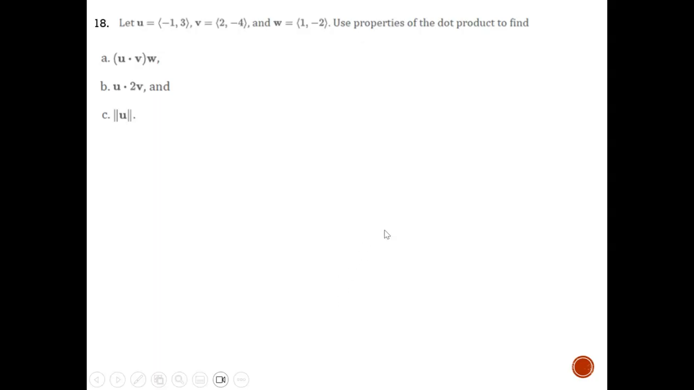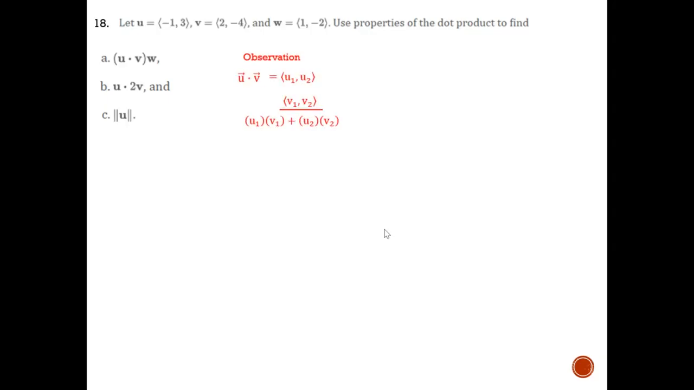Okay, now we're doing the dot product. I believe this is 6.4. For part A, I want you to find vector U dot product vector V times vector W. For part B, it's vector U dot product 2 times vector V. And C, we're just looking for the magnitude of U.